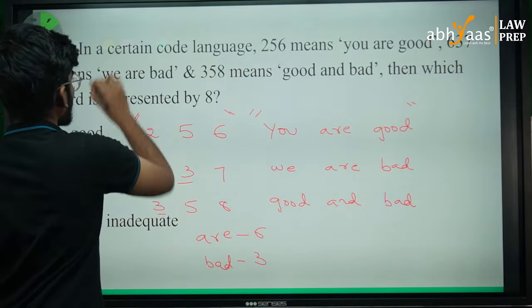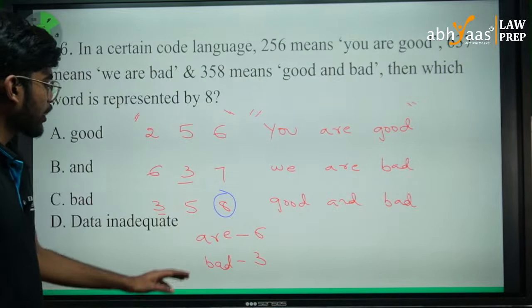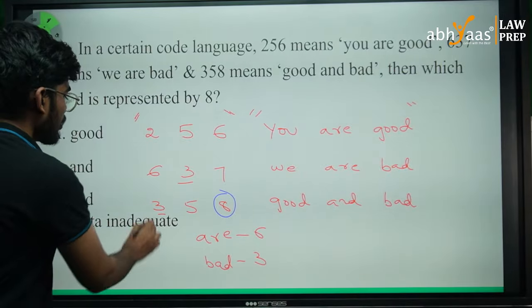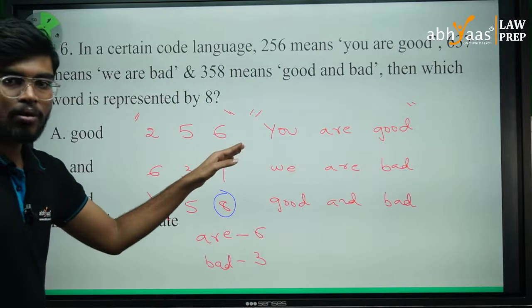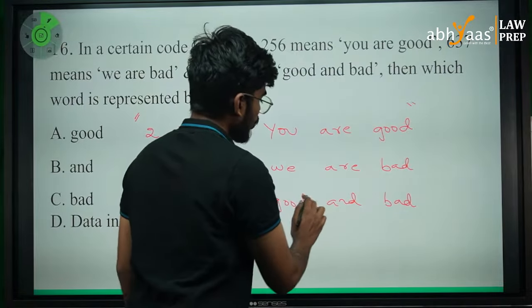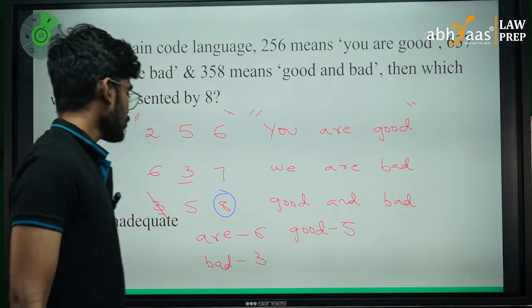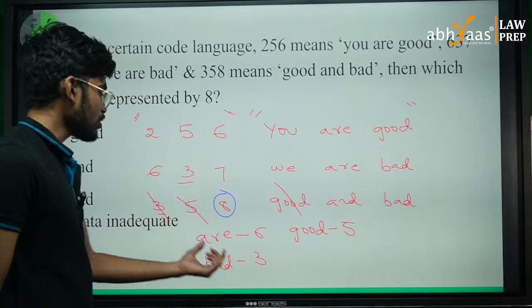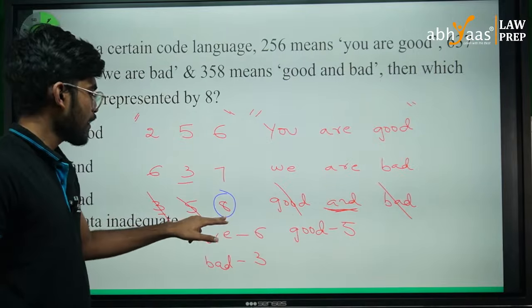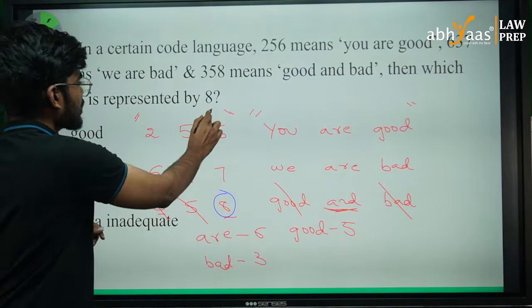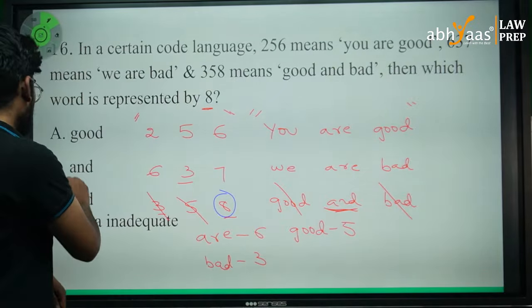They asked the code for 8. We know that 3 means bad, so this cannot be the answer. Next, in between 256 and 358, what is common? 5 is common. And what is the common word? You are good, good and bad. So good means 5. Bad means 3. Only end is left. So what will be the code of end? It is 8. They asked what word is represented by 8, so obviously it is end because it is the only thing left. So it is option B.